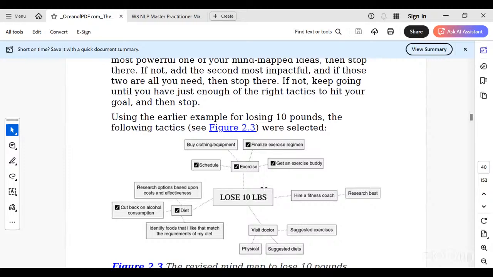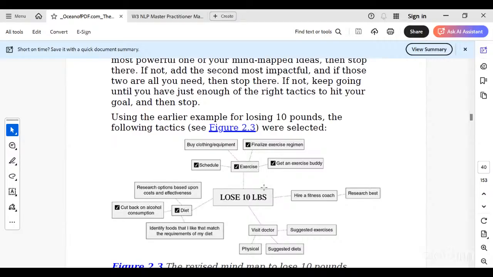Completely. So basically, what tactics have to be is those which will take you nearer to the goal faster, right? So the person chose not to hire a fitness coach or visit a doctor, but to focus on the diet, cut back on alcohol consumption, exercise, schedule that, finalize the exercise regime, and get an exercise buddy.